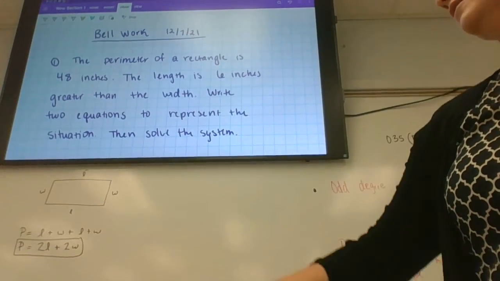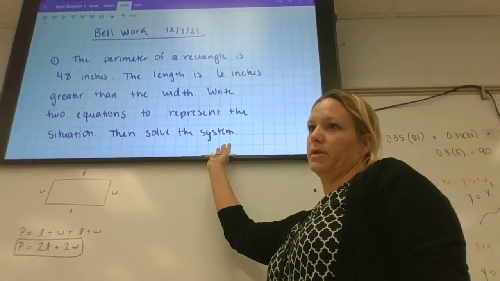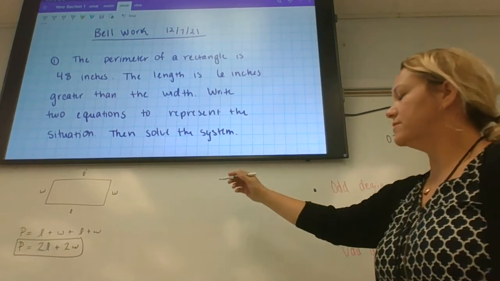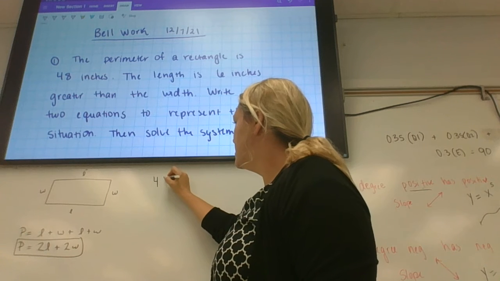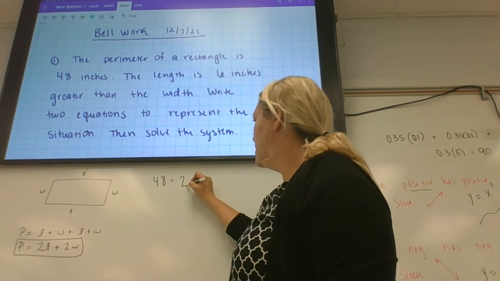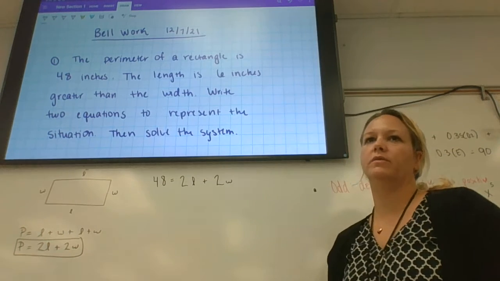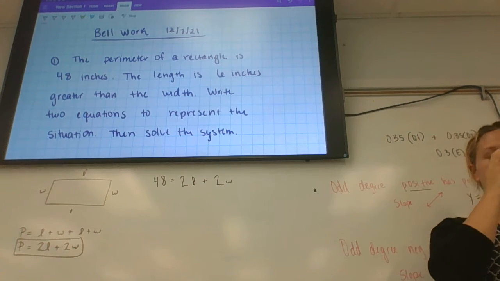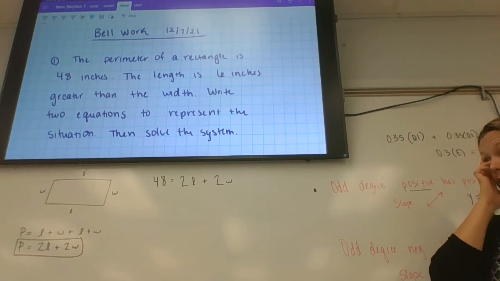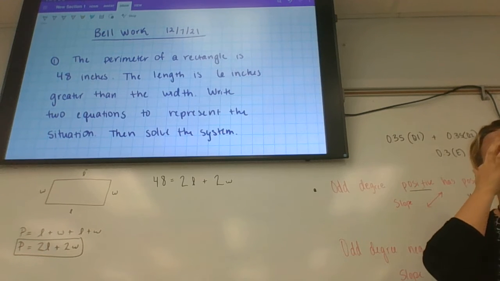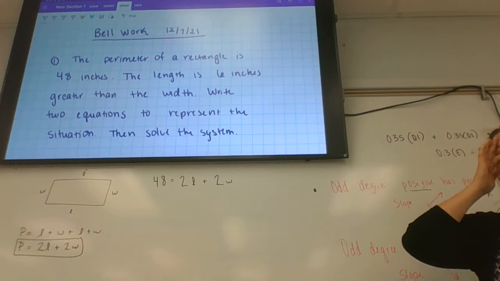They'll tell you that, and then they'll give you a problem like this. So the perimeter is 48. So we have this. Everybody agree that we have that? That's what the perimeter is for the 48 and for P. Can anybody write a second equation? So far that's just the first bit of data.